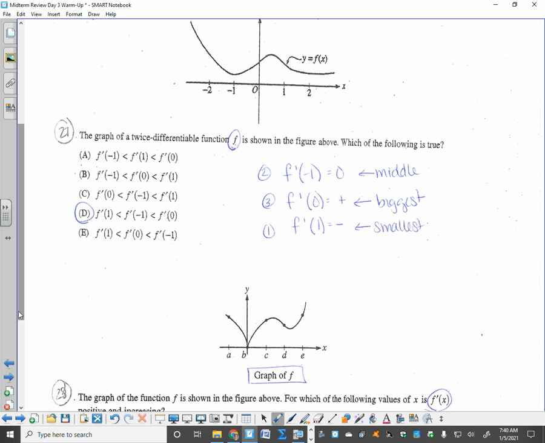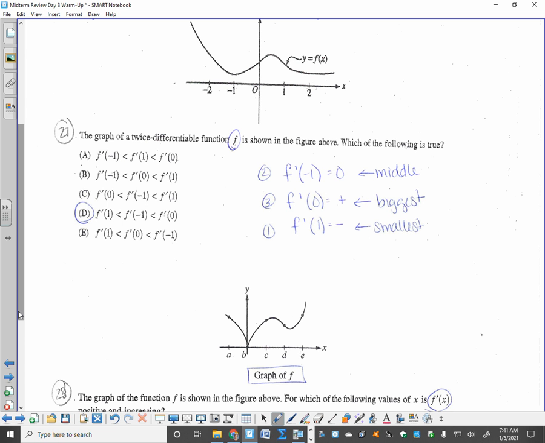21, the graph of a twice differentiable function is shown in the figure below, which of the following is true? Oh, I love this problem. This is f prime, so this is just talking about the slope. So let's see, f prime of -1 is definitely a valley, so that's going to be 0. F prime of 0 is positive. That graph is headed upwards, so the slope of that graph is up. And then f prime of 1, that's definitely a negative slope. So that value is going to be negative.